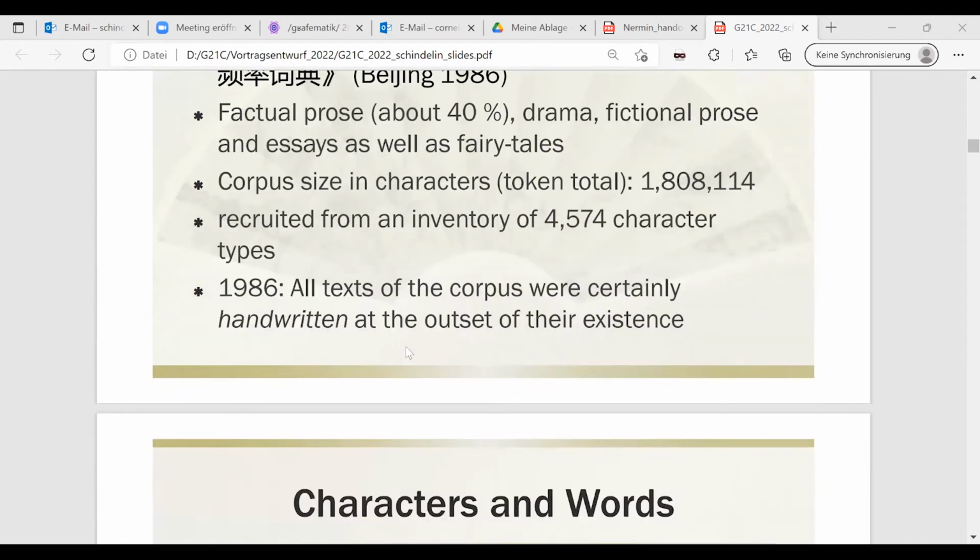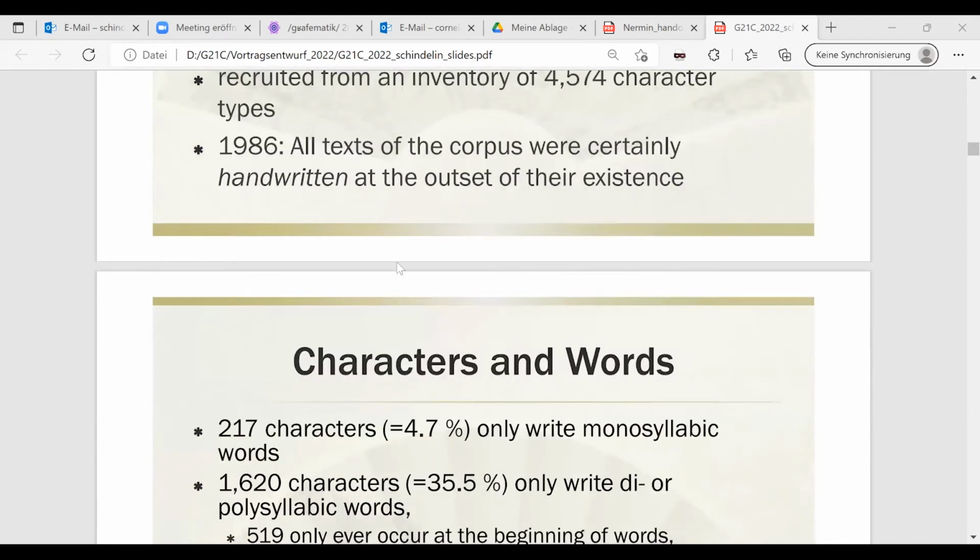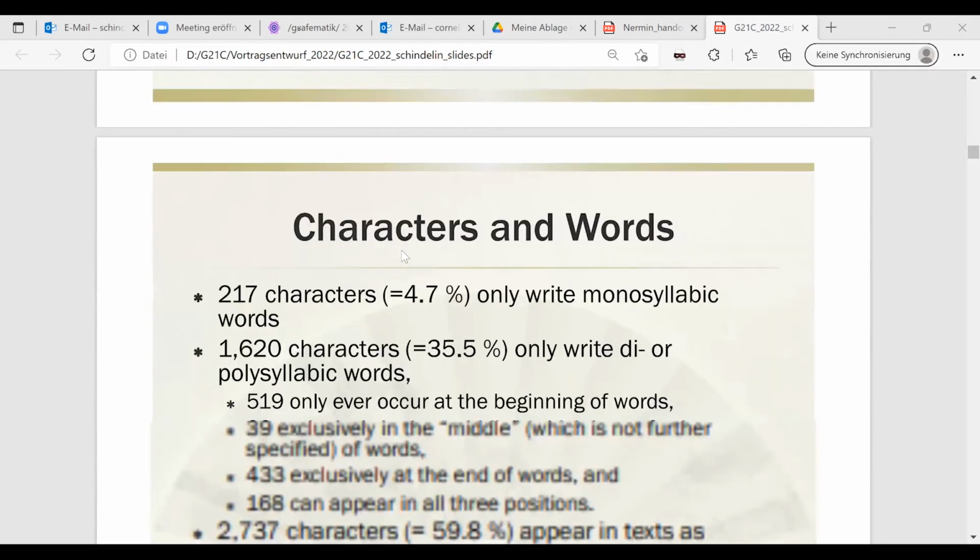The frequency dictionary was put together in the early 80s. So when you go back in your mind to that time, you can be sure that all the texts in this corpus were certainly handwritten at the outset of their existence, because the tools we have at our fingertips these days did not exist at that time.